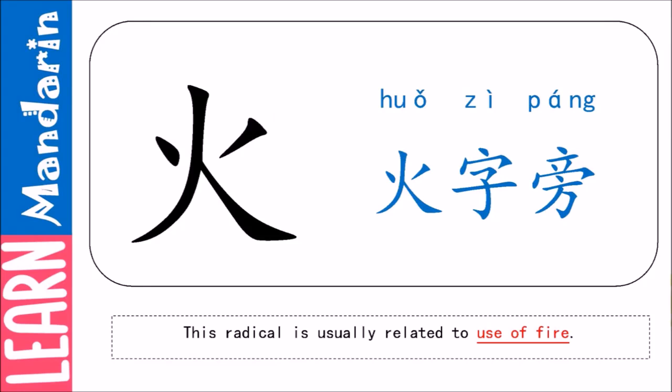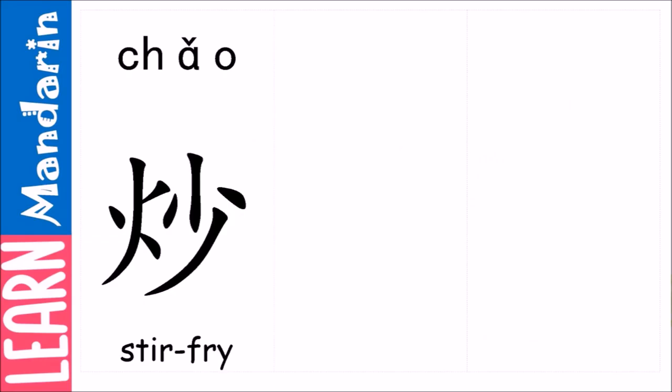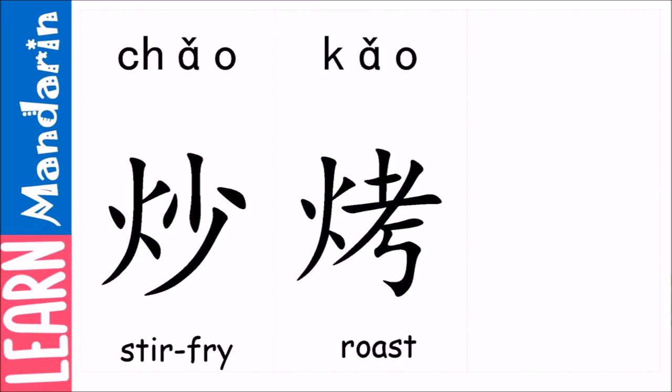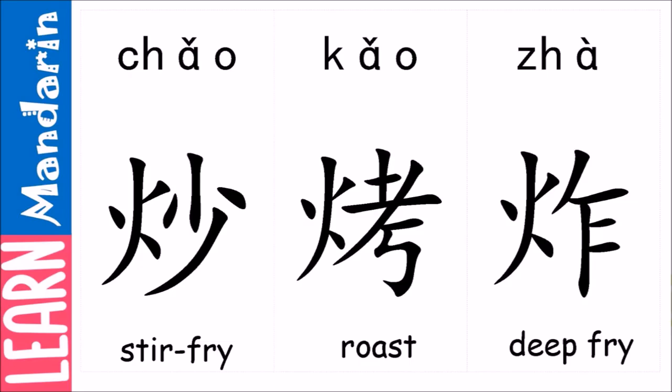火字旁. The Chinese radical 火字旁 is usually related to the usage of fire. Examples of words that have 火字旁 are 炒, which means stir fry, 烤, which means roast, and 炸, which means fry.